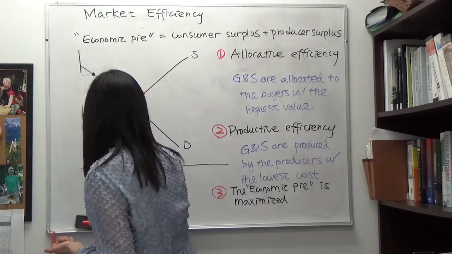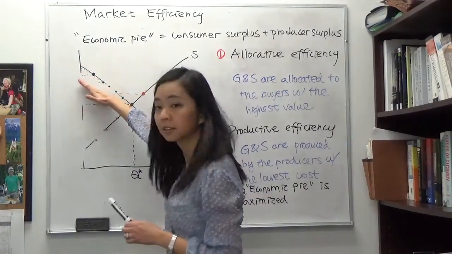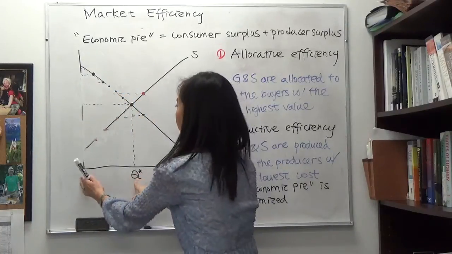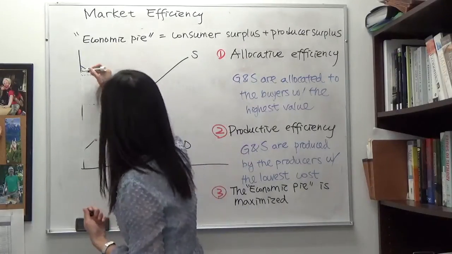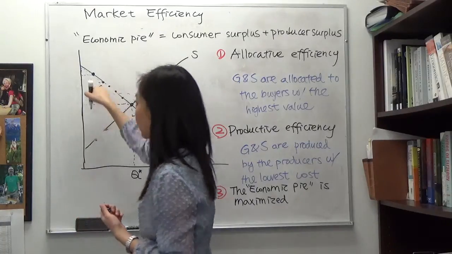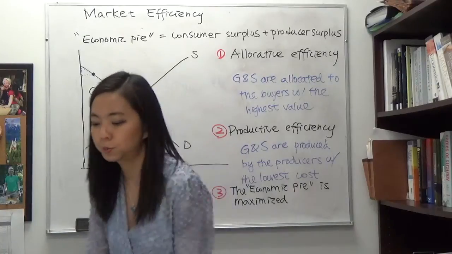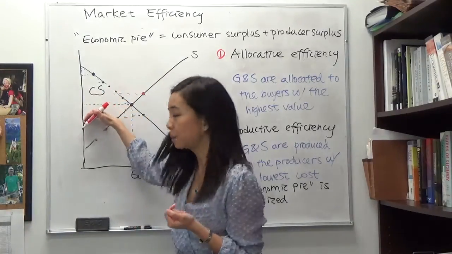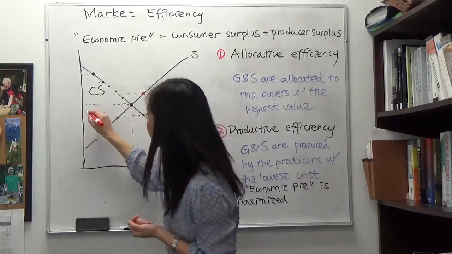So the consumer surplus is the area below the demand curve, above the price, and the base of the triangle will be from 0 to the equilibrium quantity. So your consumer surplus will be this triangle on the top. And where is your producer surplus? Your producer surplus is the area below the price, above the supply curve. So it's like that. So it's this triangle.